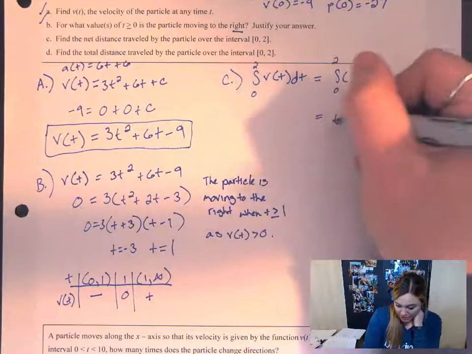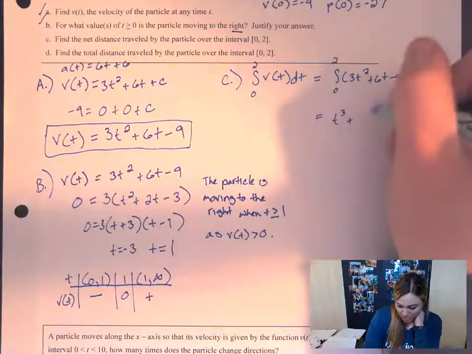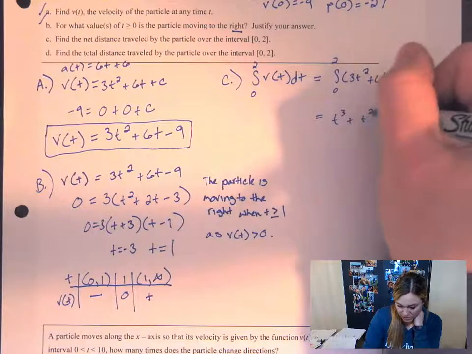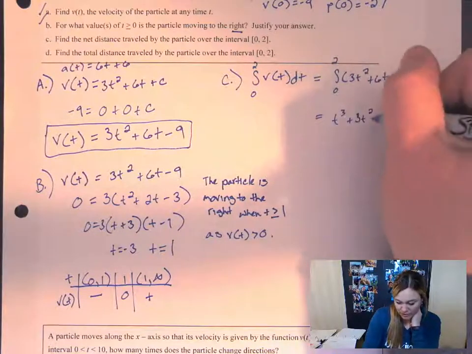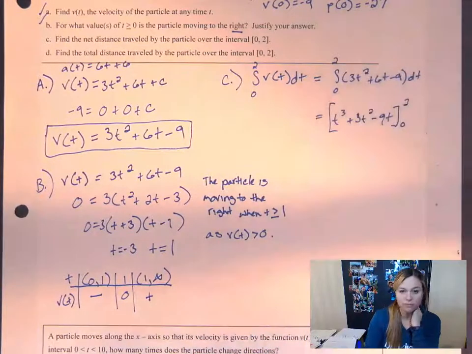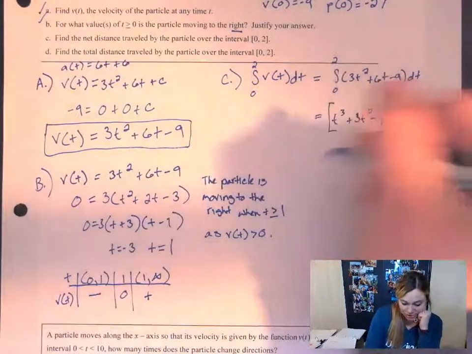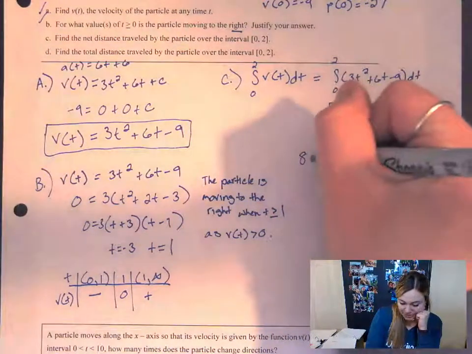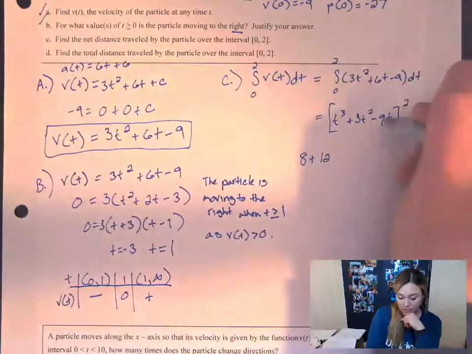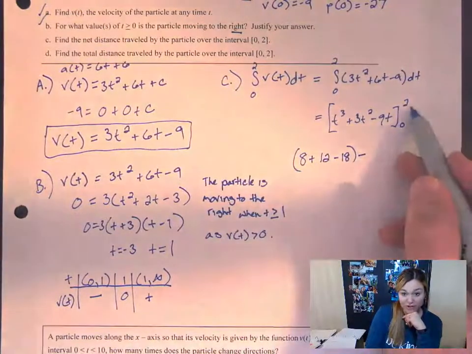Add 1 to my exponent. This would be t cubed plus 3t squared. We did this a lot already, and I should have done this one. Minus 9t, and I'm going to evaluate from 0 to 2. If I substitute in, I put 2 cubed is 8, plus 2 squared is 4 times 3 is 12, minus 18. That would be my function value at 2.